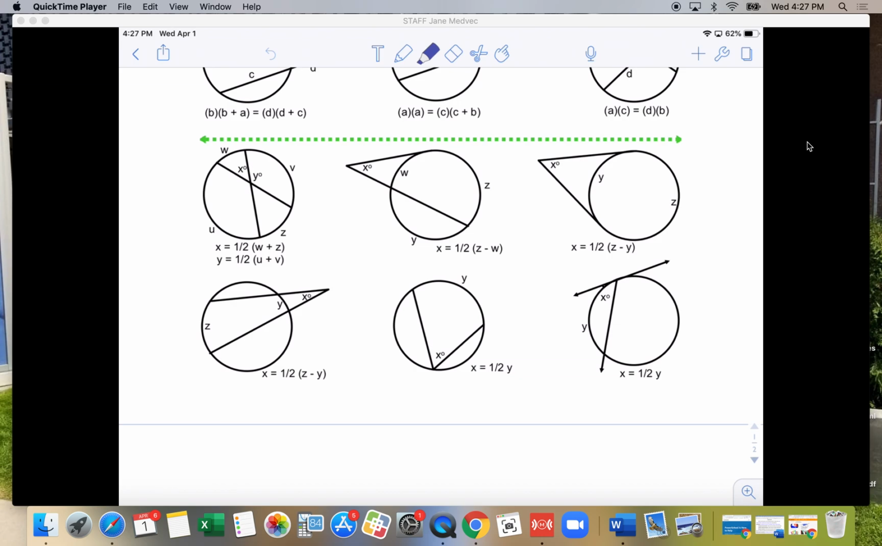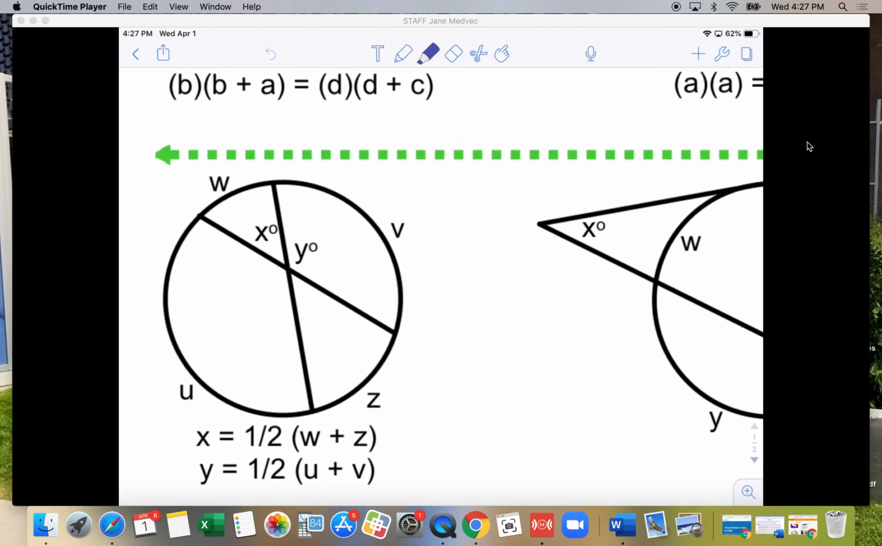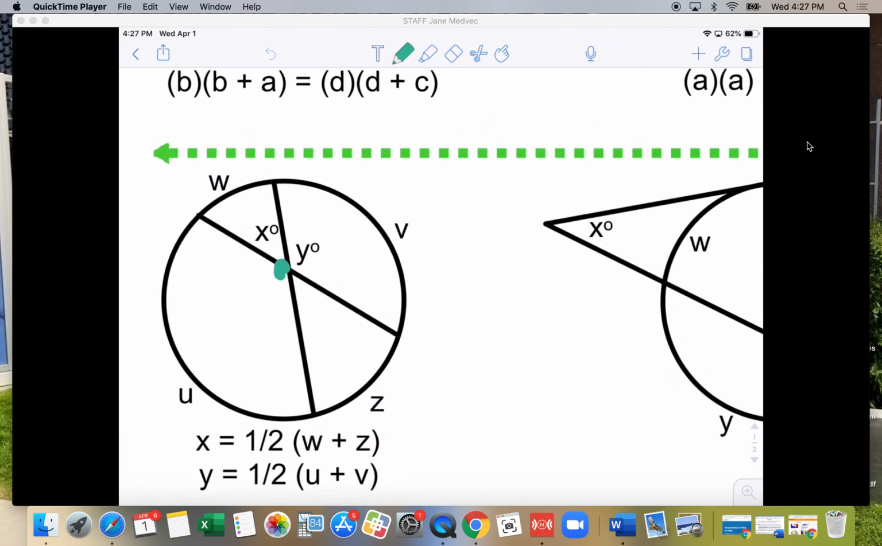If I look at the first example here, you'll see that the 2 lines intersect inside the circle. And if you remember, we took the arcs, added them together, and divided by 2. If I were looking at angle X, I'd take arc W and arc Z, add them together and divide by 2. If I was looking at angle Y, I'd take arc V and arc U, add them together and divide by 2.